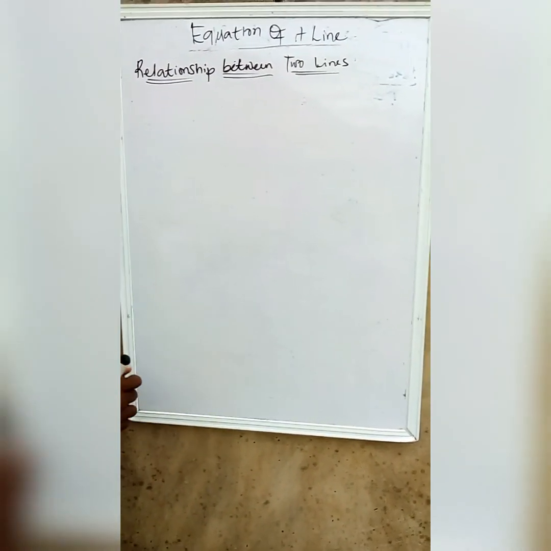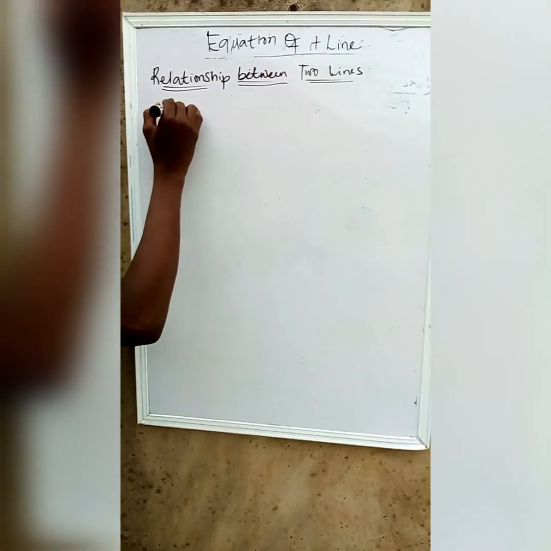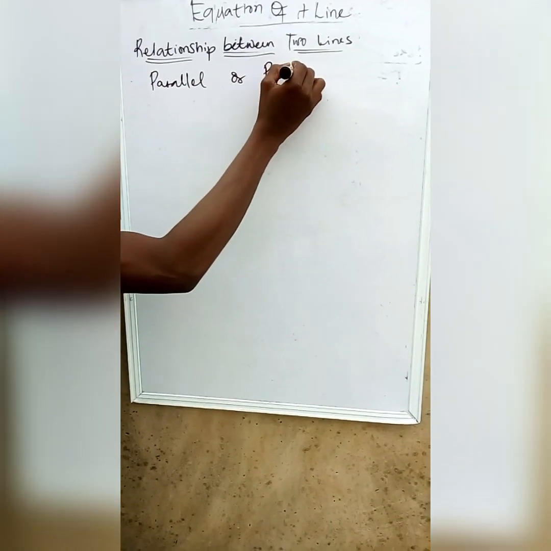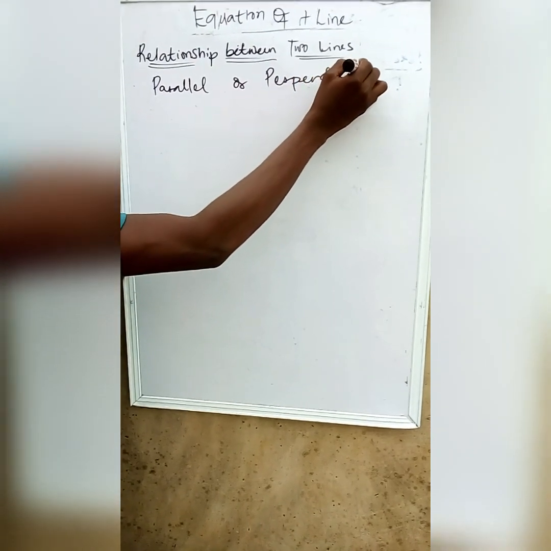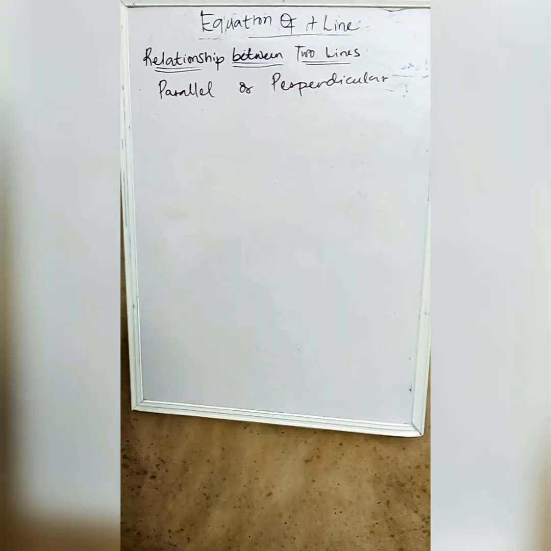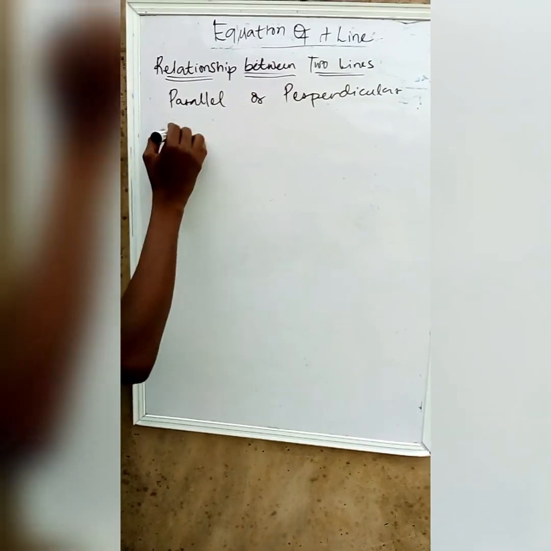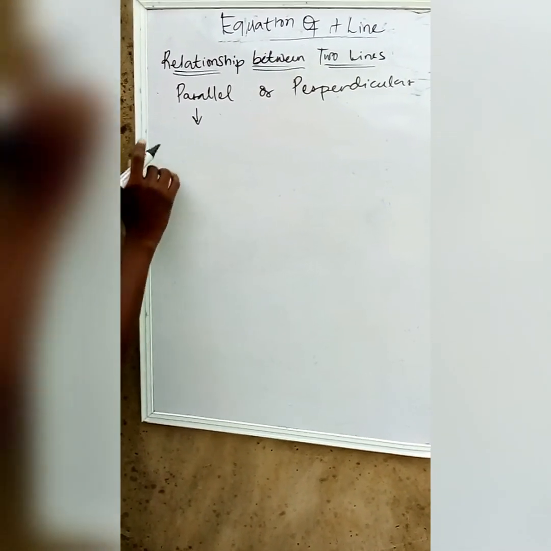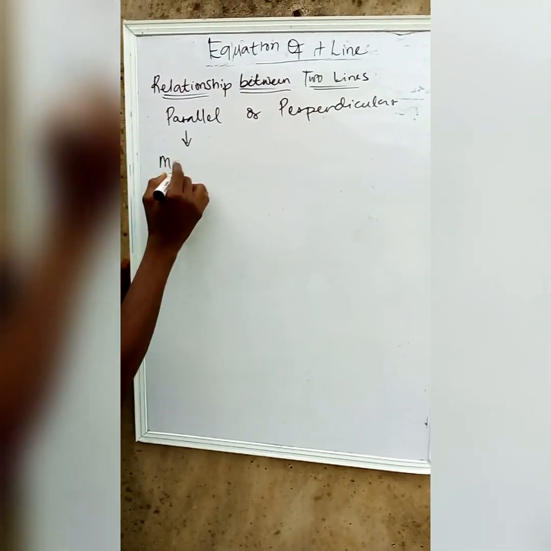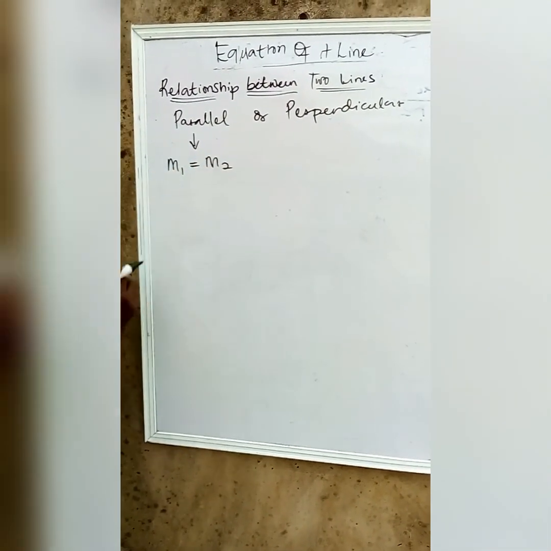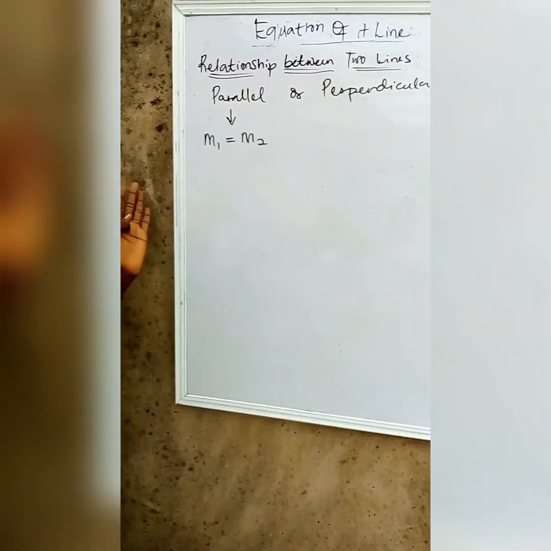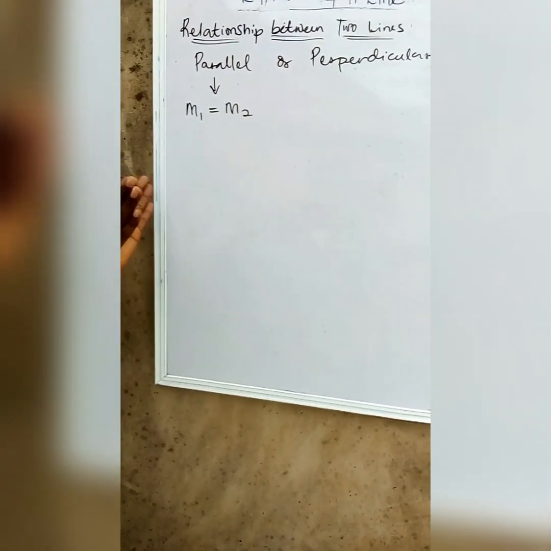And there are two types of relationship. It's either the lines are parallel or they are perpendicular. When two lines are parallel, their gradient is the same. That is, m1, the gradient of one line, is equal to the gradient of the other one. When two lines are parallel, their gradient is always what? Equal. m1 is equal to m2.